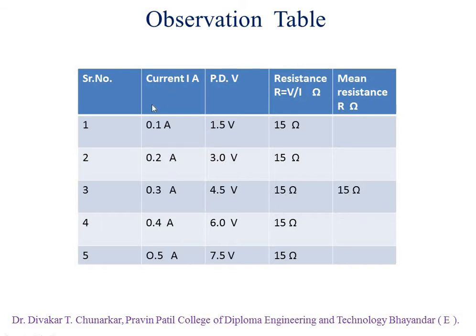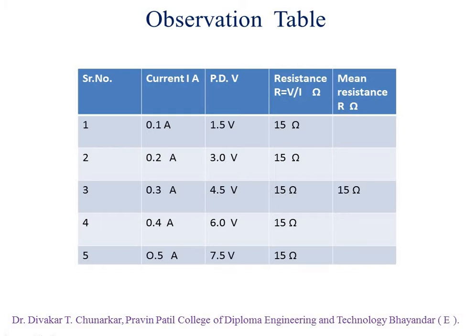So the first reading: current 0.1, potential difference 1.5 volt, and we get R equal to V upon I, 15 ohm. In this way, we will take all the readings. We have to apply the potential difference; suppose we use 1.5 volt. At that time our current is 0.1.